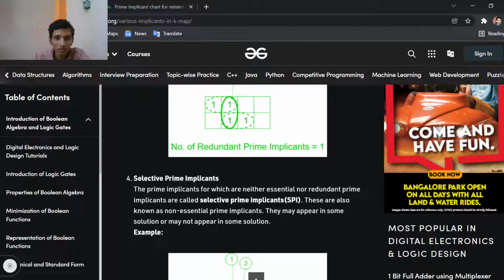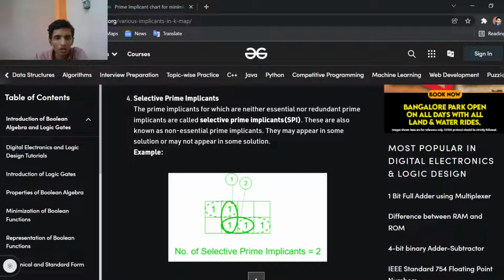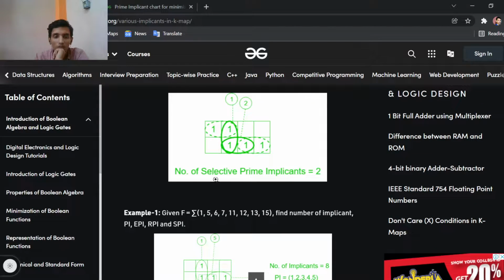The next thing is selective prime implicants. In short form, we can call this SPI. The prime implicants which are neither essential nor redundant are called selective prime implicants. These are also known as non-essential prime implicants. They may appear in some solutions or may not appear in some solutions. For example, we can see that this dark one and this other one are two selective prime implicants.